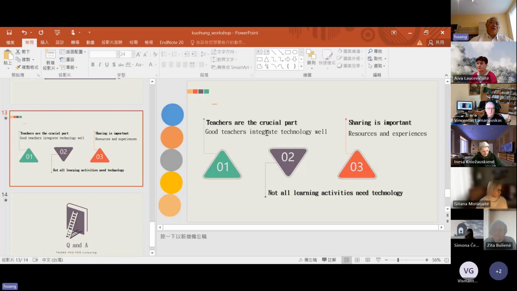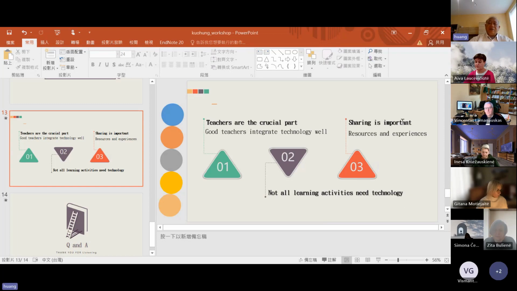I saw many classroom teachings where the teacher can teach very well in the traditional way, but if you ask the teacher to teach with the tablet without any preparation, that can be a disaster for the teachers and for the students. The second one is that not all teaching and learning activities need technology. Occasionally you can ask for a class with technology, but for example in physical education and arts, you still need real hands-on experience.